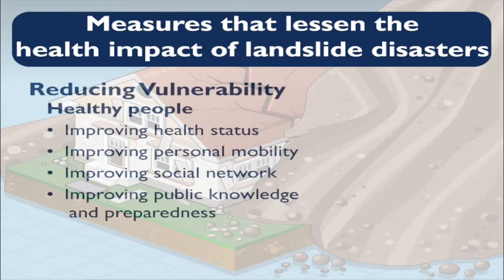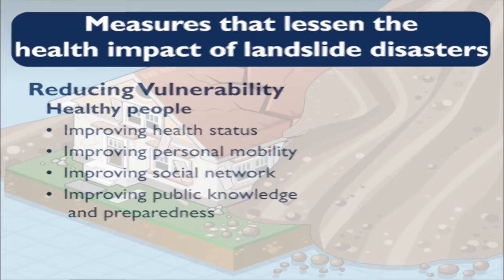And the other aspect of this that I love, the reducing vulnerability part, I've lived for this because it's the no regret option. It's improving people's health status, improving personal mobility, improving social networks, improving public knowledge and preparedness, and improving communication between neighborhoods, between different ethnicities, between different races, bringing people together. And there's no regret when healthier people, more mobile people, people that can stay mobile long into the extremes of age, better social networks, better communication. There's no regret in all of that.